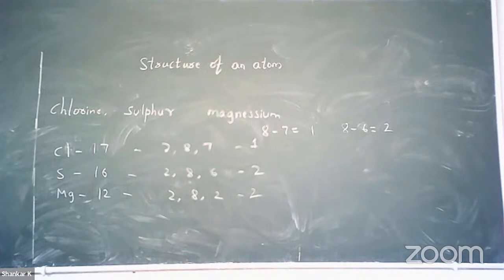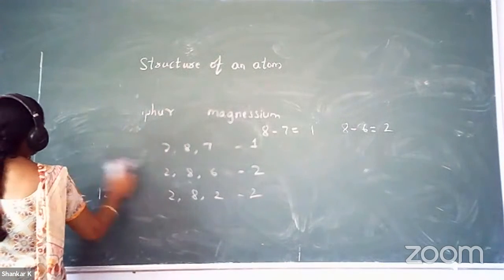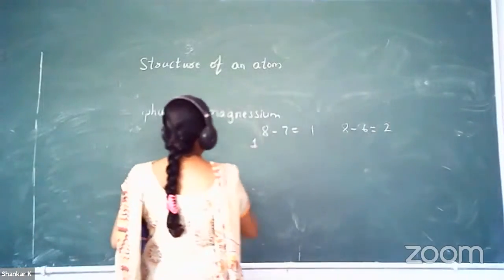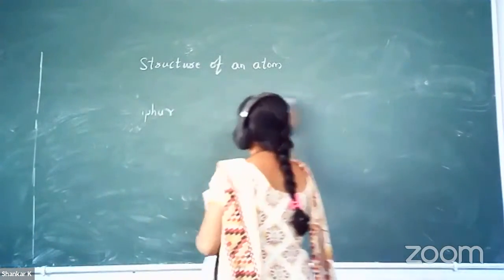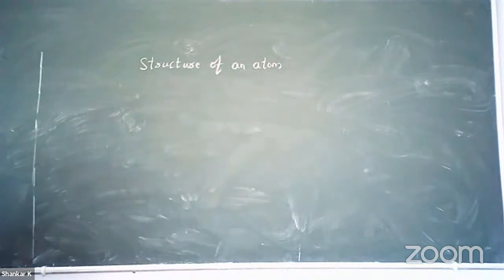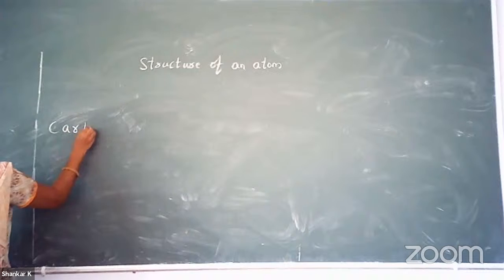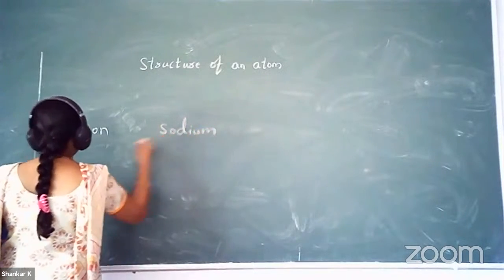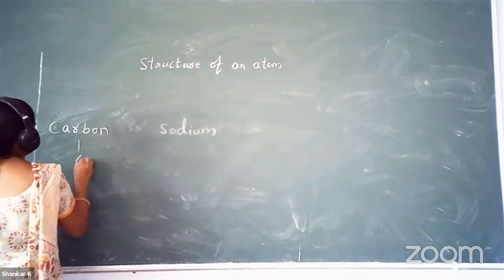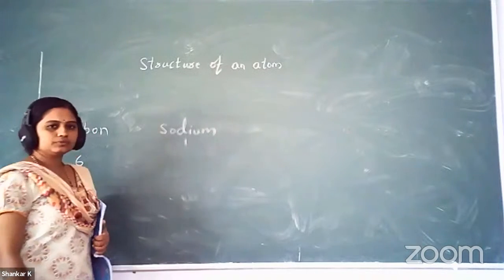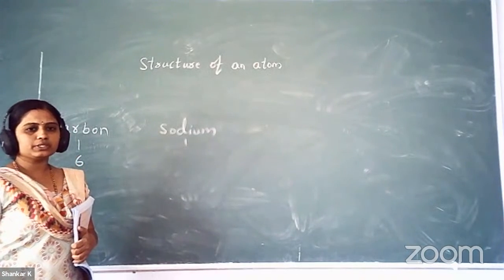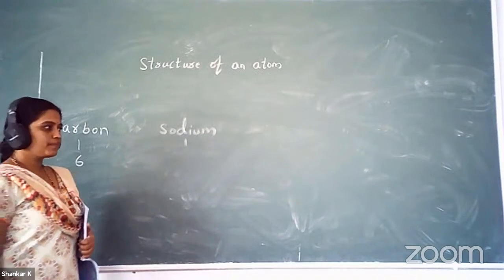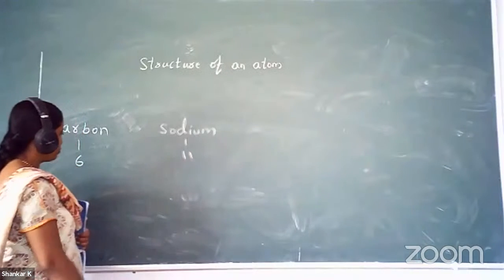So how will you distribute the electrons in carbon and sodium atoms, students? Carbon atomic number is what, students? 6. Sodium atomic number is what, students? 11. How will you distribute the electrons?